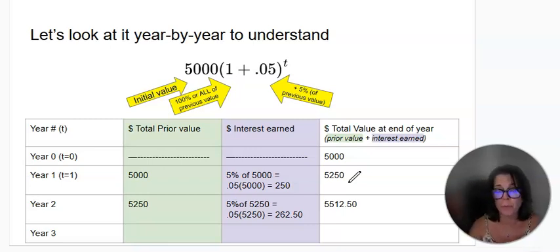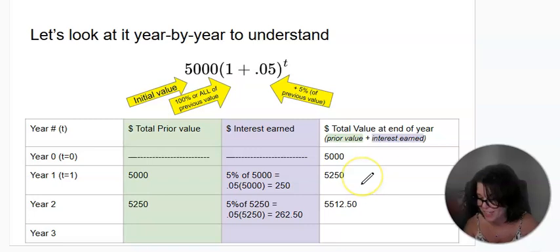Now, when we figure 5% next year, year 2, we're not taking 5% of the 5,000 anymore. We don't have 5,000 anymore. We have 5,250. So now we're taking 5% of that. We get $262.50, and now we're adding that to our prior value. So you notice our prior value goes up every year. So our percentage ends up being more money getting added because you're taking a percent of a bigger number.